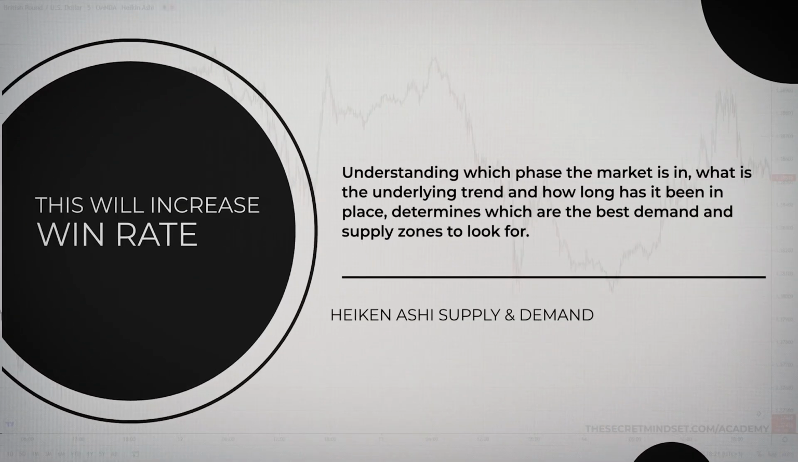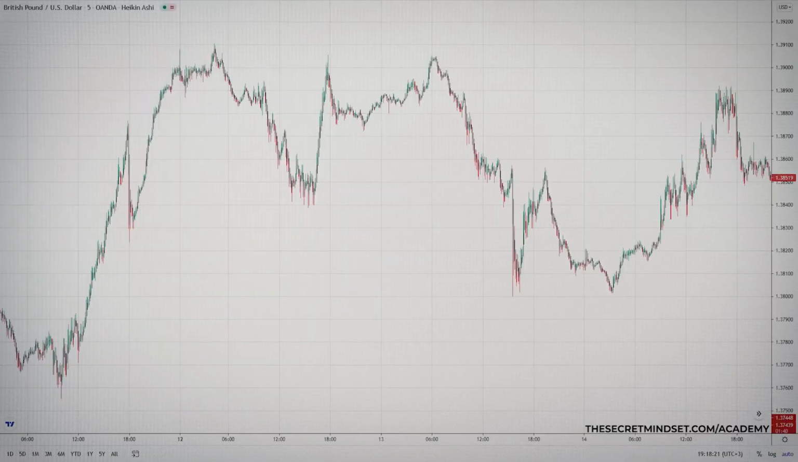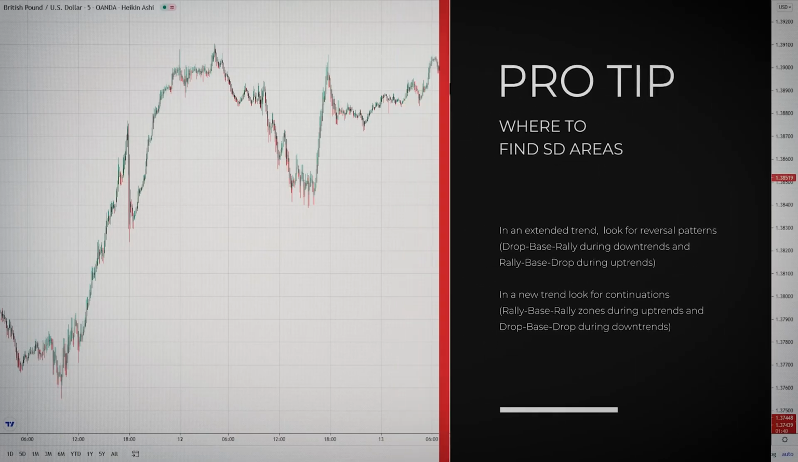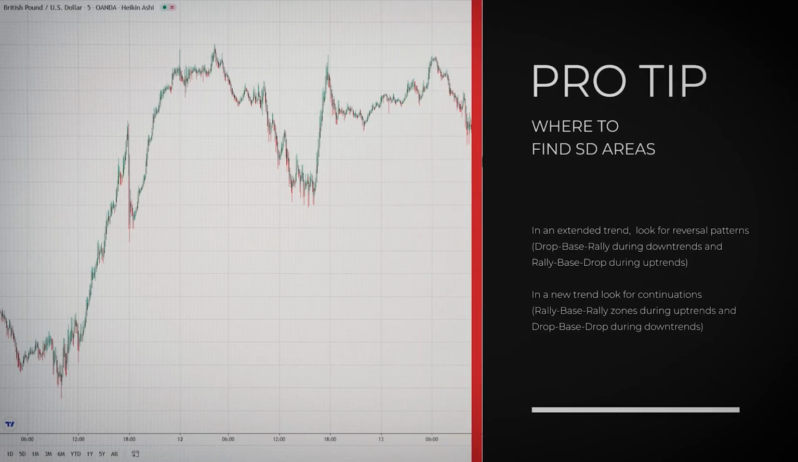This is important because understanding which phase the market is in, what is the underlying trend, and how long it has been in place, determines which are the best demand and supply zones to look for. In an old trend, you want to look for reversals. In a new trend, you will want to look for continuations. You search for rally-based rally zones during uptrends and for drop-based drop during downtrends.